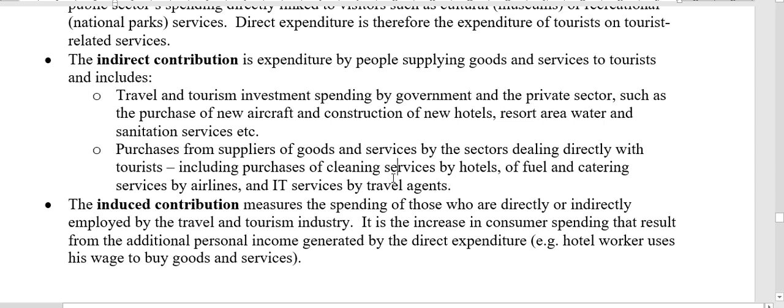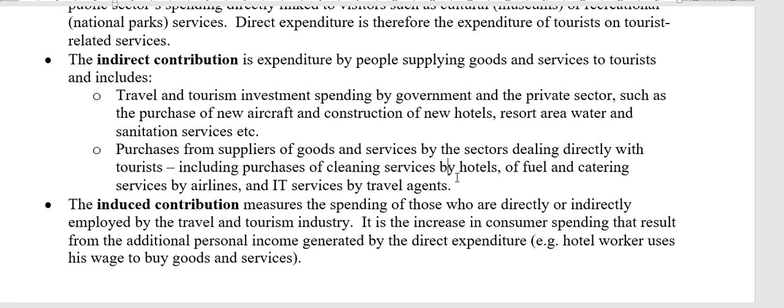Okay, you'll see the purchasing of cleaning services by the hotels. The hotel rooms need to be cleaned. They will hire out the cleaning services, right? Fuel, catering services by the airlines. Somebody supplies them with the food. Travel agents, the services that they provide to get the tourists here. All of that will be an example of the indirect contribution. It's not directly supplying tourists, but it is supplying the tourist destination with stuff that ultimately the tourist is going to spend money on.